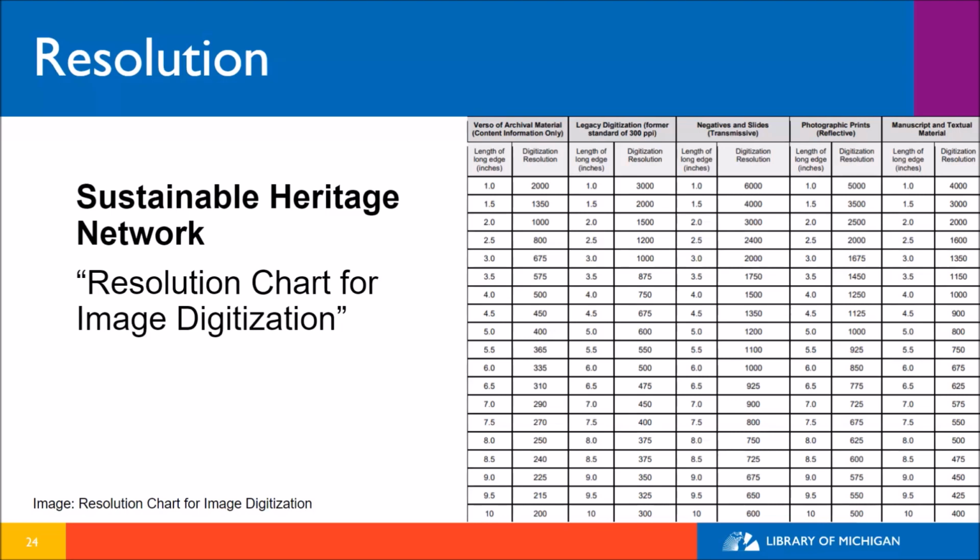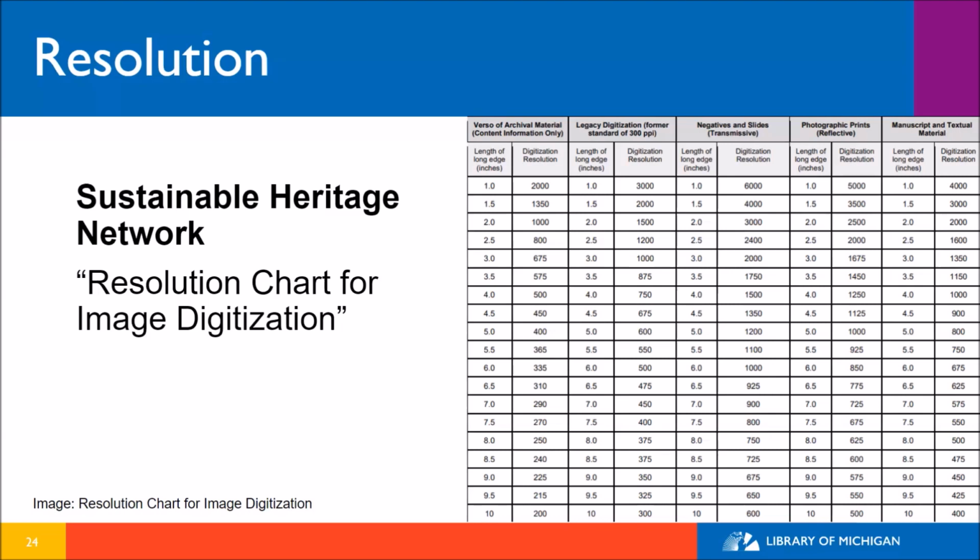All right, so for images on reflective media, not transmissive, where the light is reflected and not passed through, the goal should be around 400 ppi. So again, we're in this 300 to 400 ppi range that's going to get you good results.